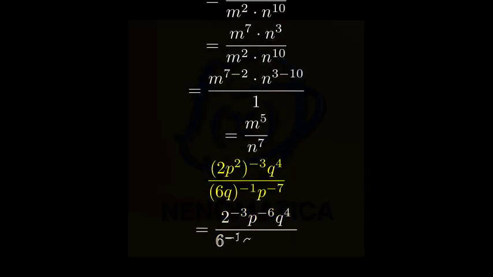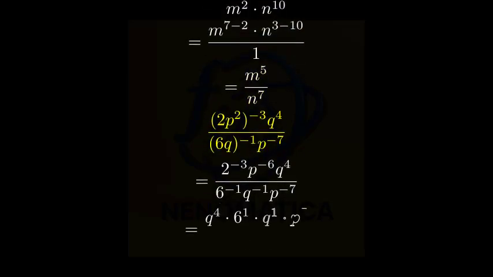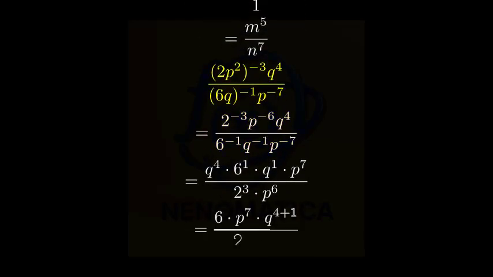This example is more complex because we have a negative exponent applied to expressions in parentheses. Let's first distribute the exponent negative 3 to the term 2p squared. Now, we move all negative exponents to the opposite position. 2 to the negative 3 and p to the negative 6 from the numerator go to the denominator. 6 to the negative 1, q to the negative 1, and p to the negative 7 from the denominator go to the numerator. Let's simplify this expression.